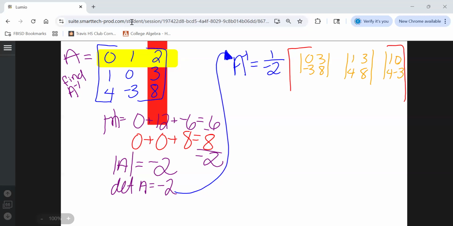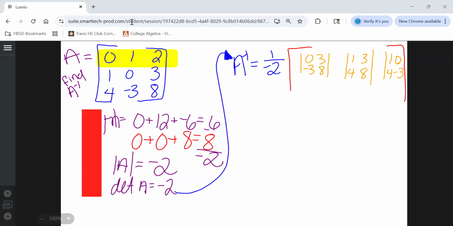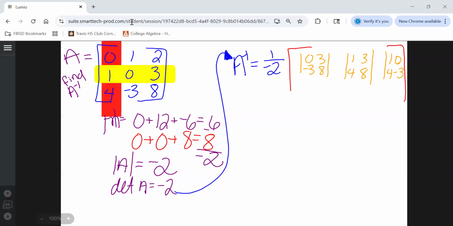All right, now I'm going to do the same thing with the rest of the pieces of the matrix. So I'm looking for my next piece. I'm covering up the row of the corresponding part and the column of the corresponding part. Everything that's left is what I'm finding the determinant of. So I have 1 and 2, -3, 8.